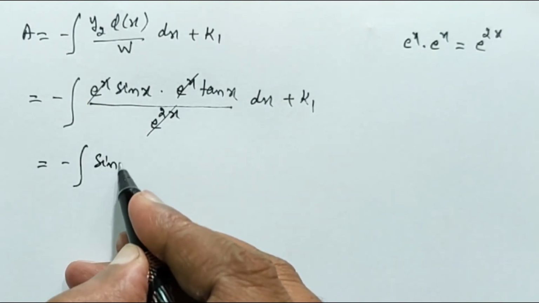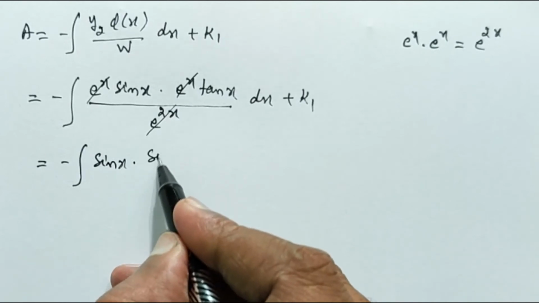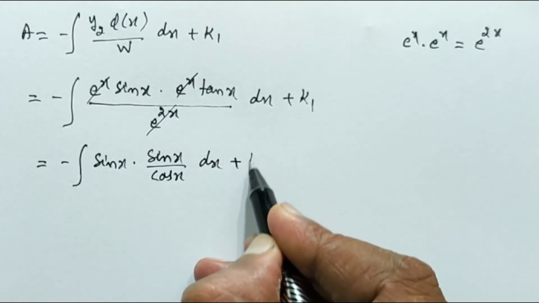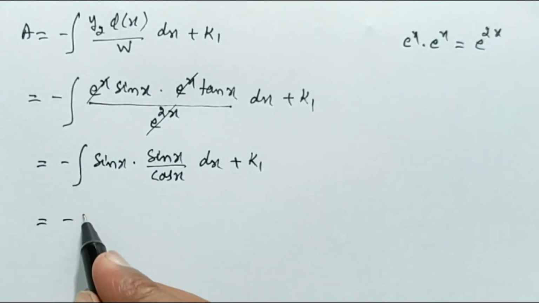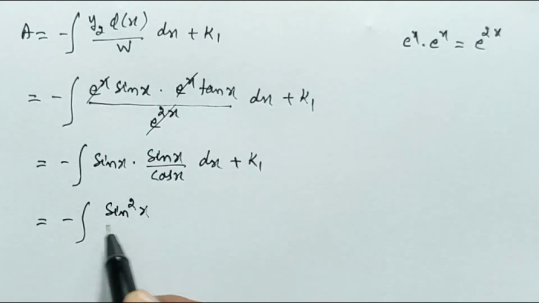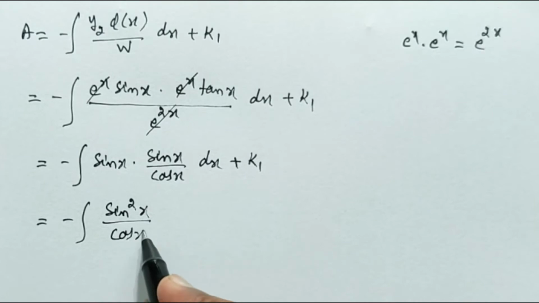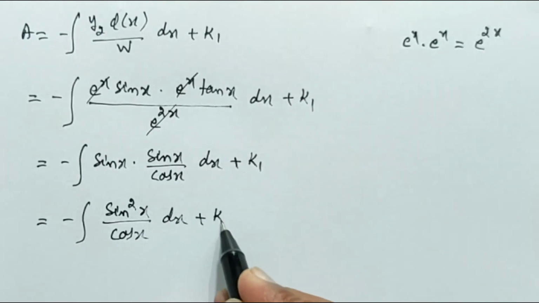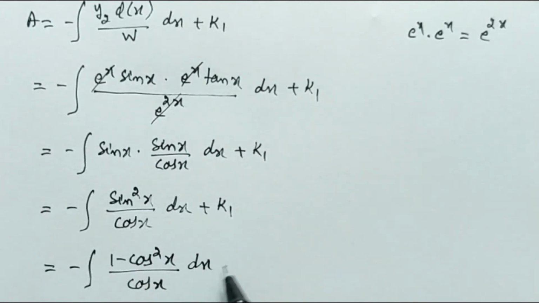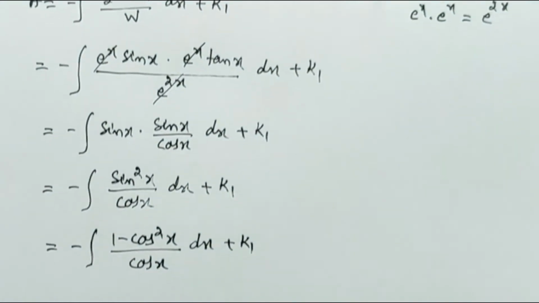That is nothing but minus integral of sine of x, and tan x can be written as sine of x by cos of x, into dx plus this constant k1. So it is minus integral of sin x into sin x, which can be written as sine square of x divided by cos of x, into dx plus the constant k1. So that is minus integral of sine square of x, which can be written as 1 minus cos square of x, divided by cos of x, into dx plus this constant k1.